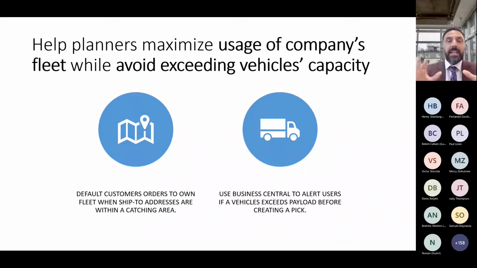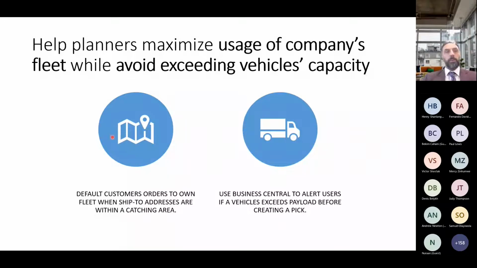So we need to have essentially two main areas of concern. This is what we had, two areas of concern. So number one, we need to define how to maximize the fleet and the usage of fleet. So we decided to default customers' orders to your company-owned fleet when shipped to addresses within a certain catching area, right?